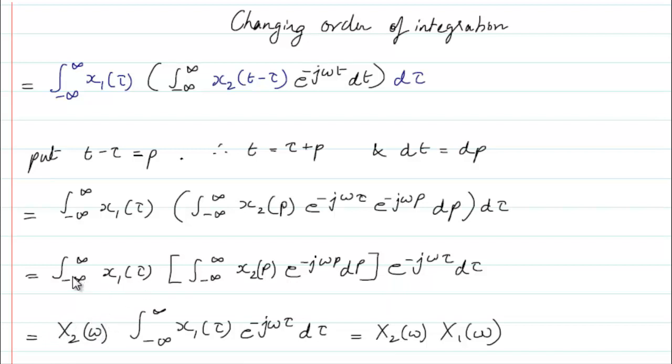Now what remains? Minus infinity to infinity x1 of tau, and this e raised to power minus j omega tau d tau. Now look at this equation. This equation is the Fourier transform of x1 of tau, which, because of this omega, will come out to be capital X1 of omega. So you have got the multiplication of X2 of omega with X1 of omega. Hence, the property is proved.